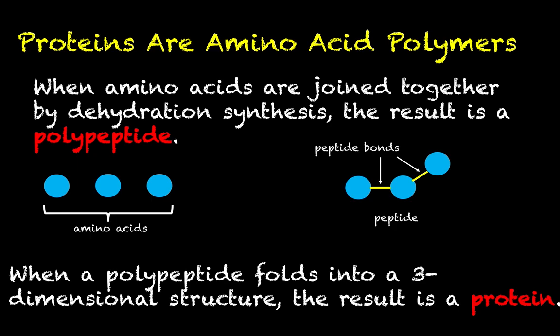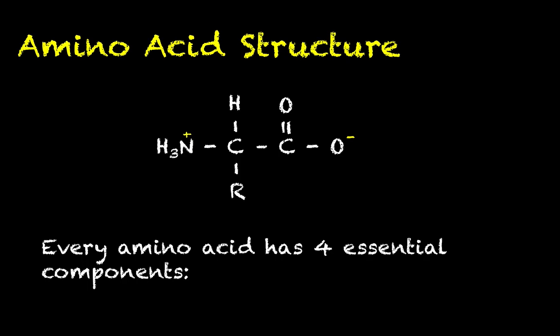So when we do this over and over and over again and we build this amino acid polymer to be a decent length, we now have a polypeptide, and this polypeptide will then be capable of folding into a three-dimensional structure, and the result of that folding will be a functional protein, or at least we hope. So let's take a look at amino acid structure.